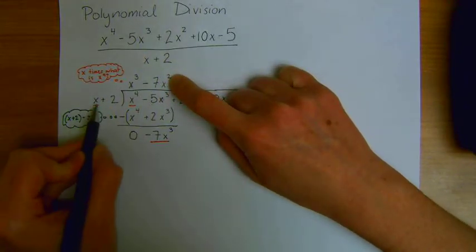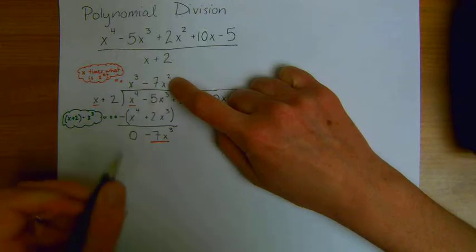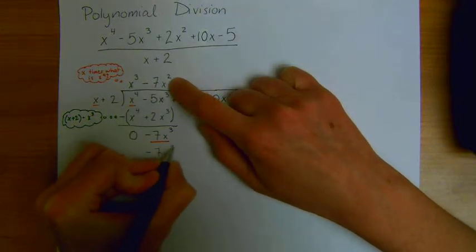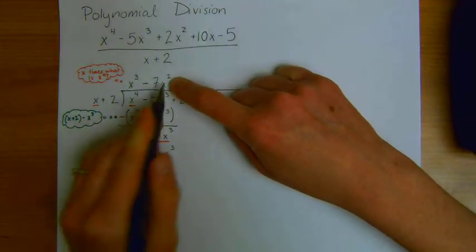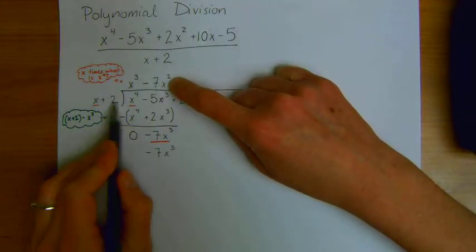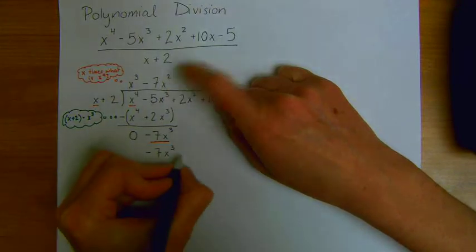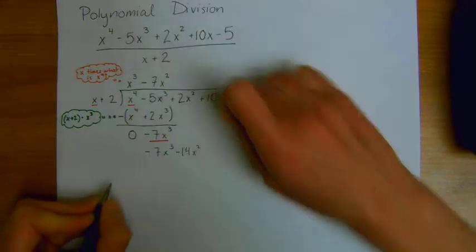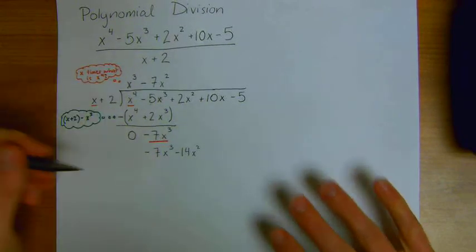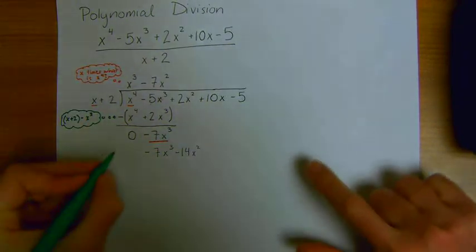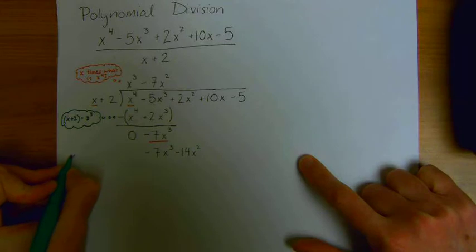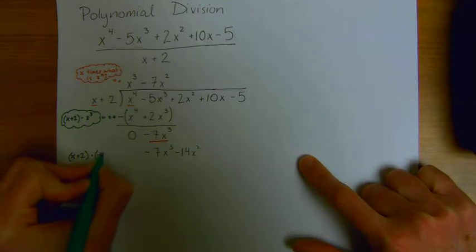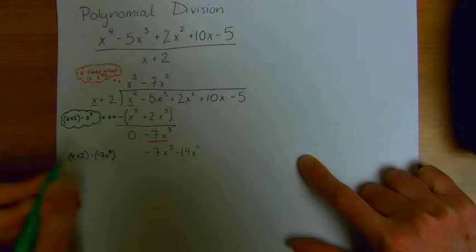So I'm going to multiply x times negative 7x squared, and that gives me negative 7x cubed, which is what I wanted. And I also have to multiply it by the other term. Negative 7x squared times 2 is negative 14x squared. I'll write in green. What did I do here? This is x plus 2 times negative 7x cubed.